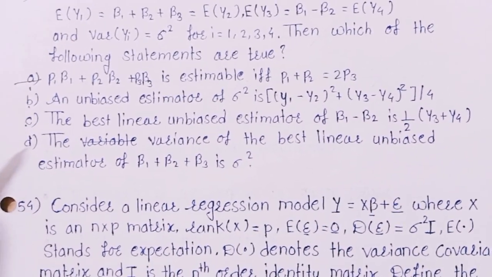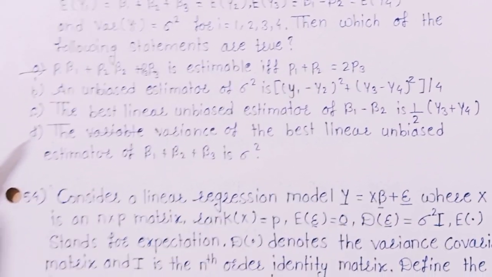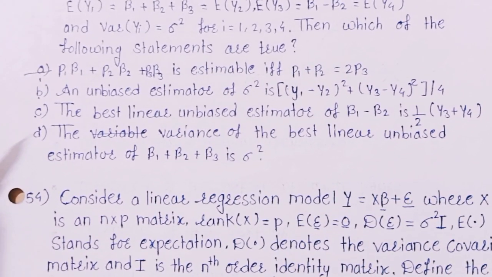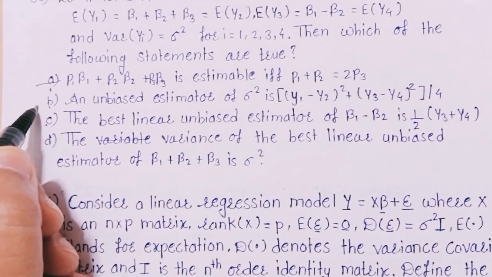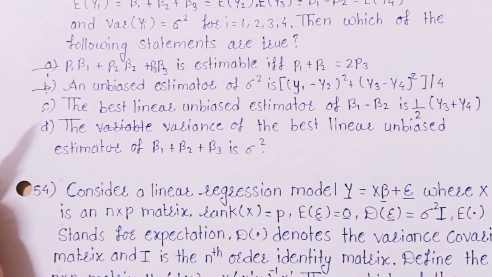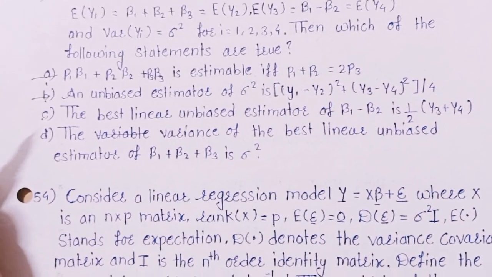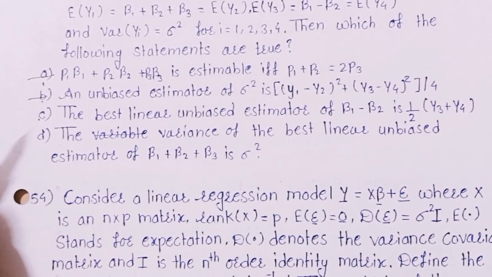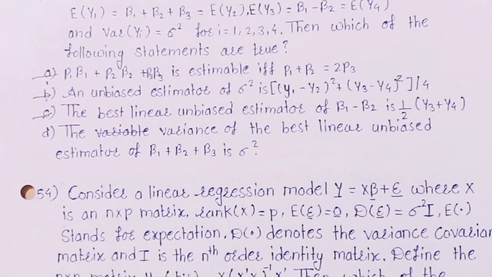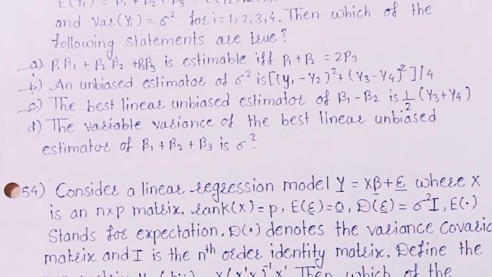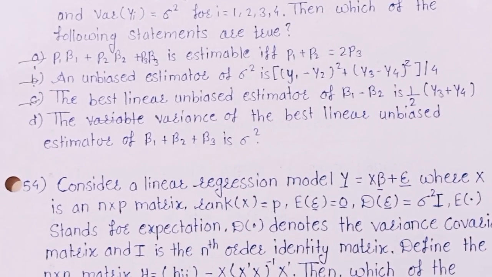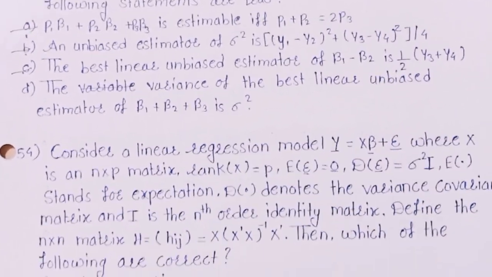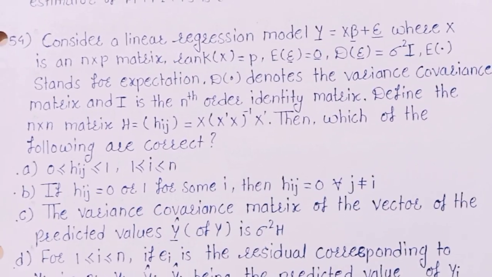Say option A: P1β1 + P2β2 + P3β3 is estimable if and only if P1 + P2 = 2P3. And B option is correct: an unbiased estimator of σ² is [(y1 − y2)² + (y3 − y4)²]/4. And C option is also correct: the best linear unbiased estimator of β1 − β2 is (1/2)(y3 + y4). A, B and C is a correct option.